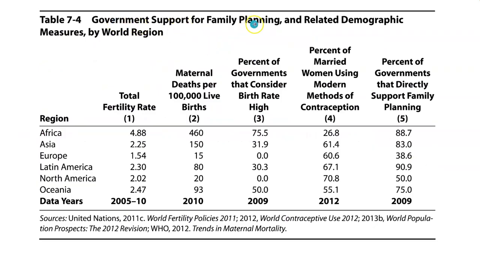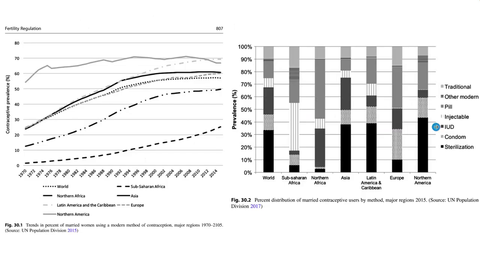So governments support family planning and related demographic measures and population policies. In Africa, it has the highest level of the fertility rate, but there is a percentage of governments that consider the birth rate high and others. So there are very different opinions and very different types of government policy in those countries.